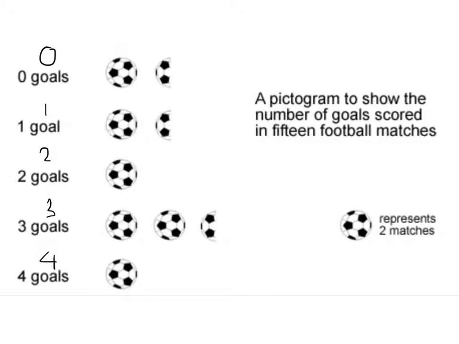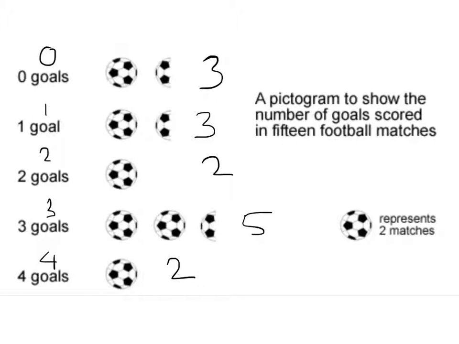Okay, so how many games were there with no goals? Well, no goals, there's 1.5 footballs, so that will be 3 games. And the same for 1 goal. There was just 1 football representing 2 matches, so that's 2 matches where there were 2 goals. For 3 goals, we've got 2.5 footballs, so 5 matches, and finally we've got 2 matches again for 4 goals.